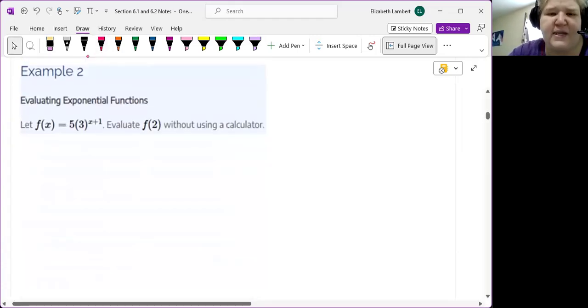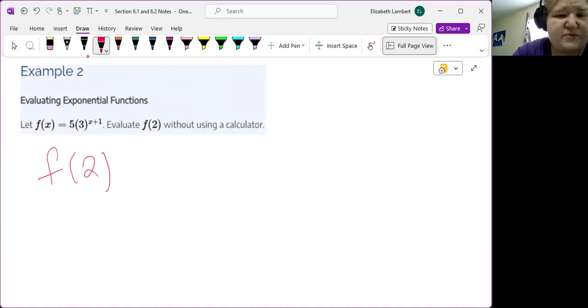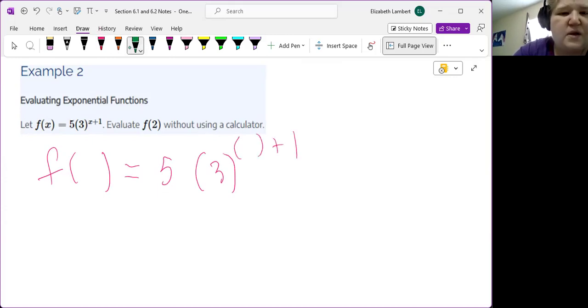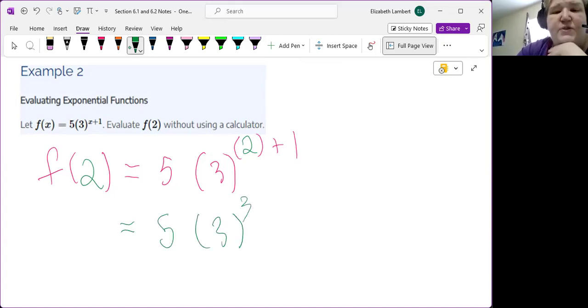And now evaluating without using a calculator, or use your calculator, I don't care. So f of 2. All right, so let's start with our f of x. 5 times 3 to the thing plus 1. And our thing here instead of the x is 2. All right, so I have 5 times 3 to the 2 plus 1, which is 3.